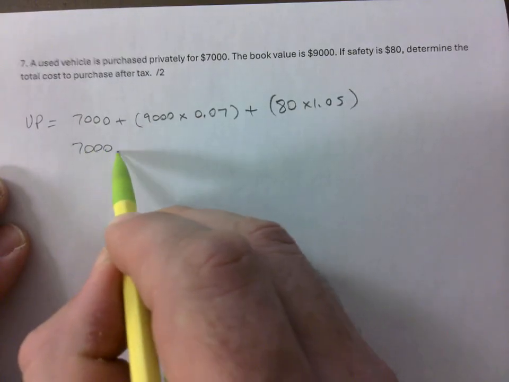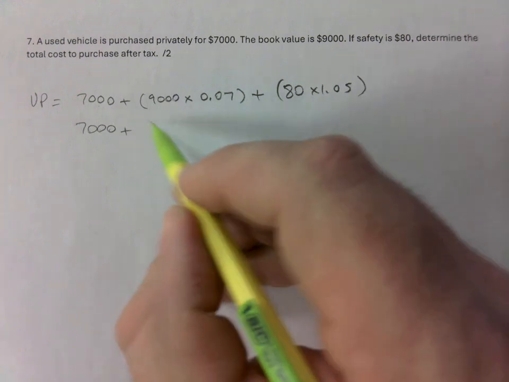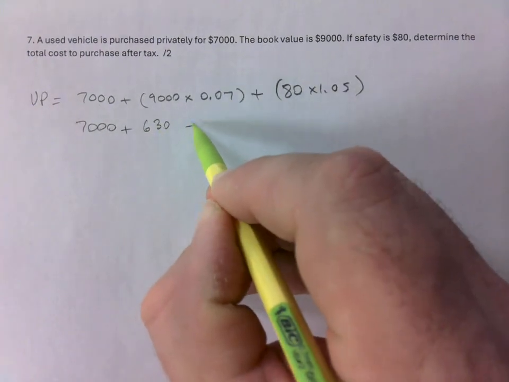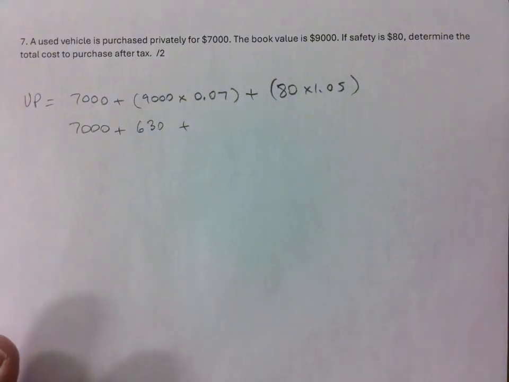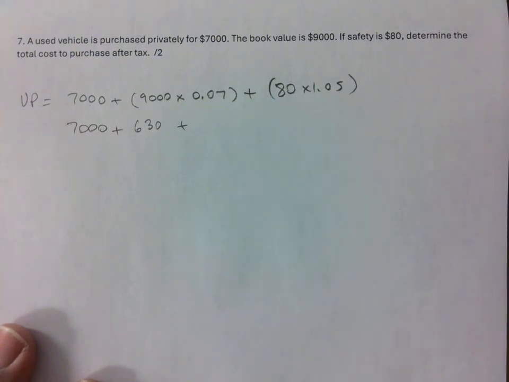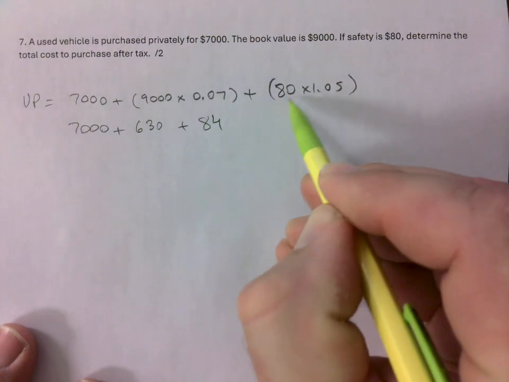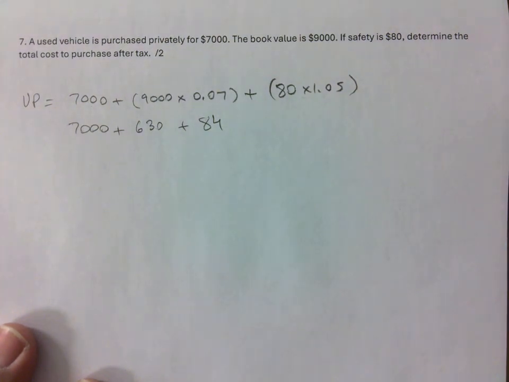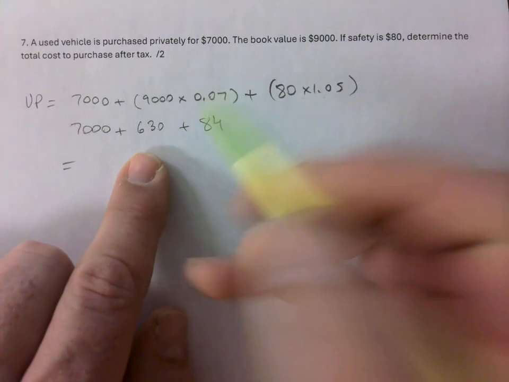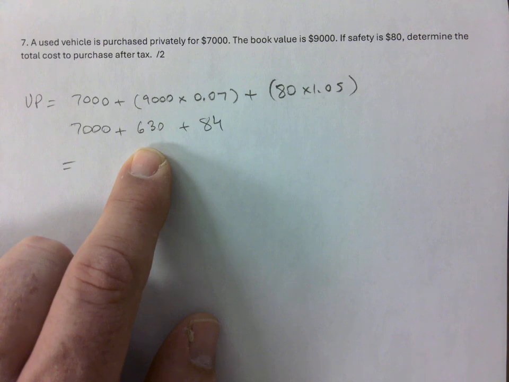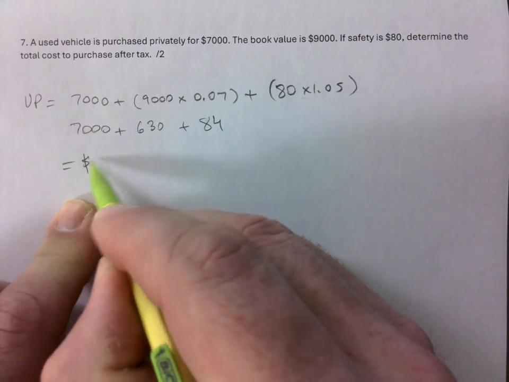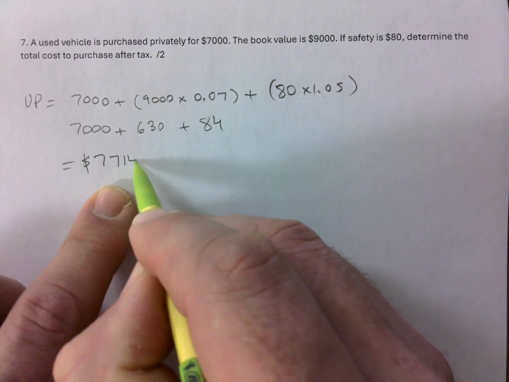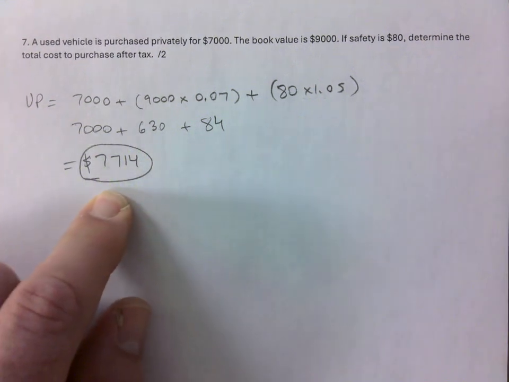So that's 7,000 plus, what is that, 630? And that's 84. Yeah. So this gives me 84. So we got 630 plus 84 plus 7,000. That's $7,714 exactly. That's already after tax.